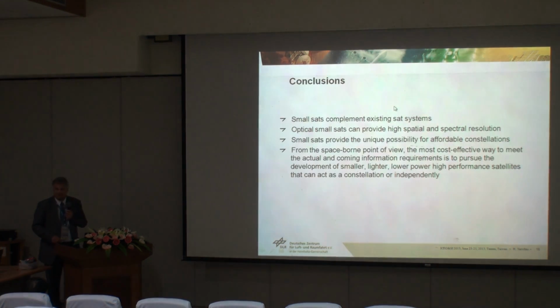So coming to the conclusions. Small satellites complement the existing satellite systems. I give you 3 examples. What we can do additionally can be done with the small satellites. Optical small satellites can provide high spatial and spectral resolution. And the small sats provide a unique possibility for affordable constellations and formations. From the space point of view, the most cost-effective way to meet the incoming information requirements is to pursue the development of smaller, lighter, lower power, high performance satellites that can act as constellations. That's what I wanted to convey to you. Thank you very much.